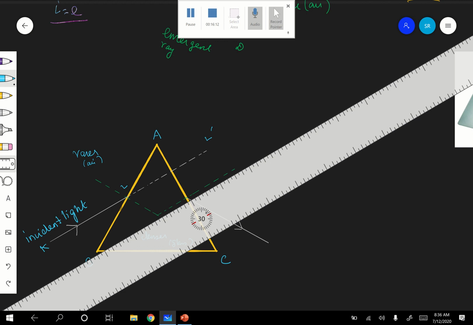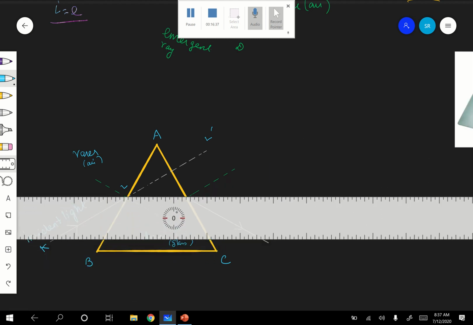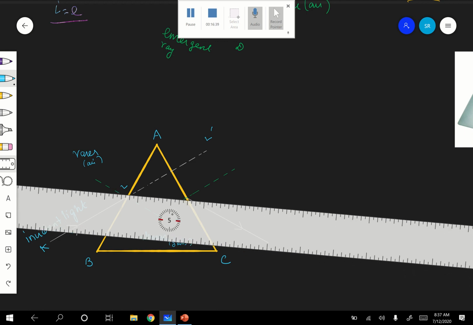L dash is just the extended path. If the light did not suffer any refraction, it would go in the path L dash. But it suffers refraction at the face AB when it falls on it. It is entering from rarer to denser medium, so it bends towards the normal. Instead of taking the L dash path, it slightly bends towards the normal. Therefore, what is the path of the ray? See here, it takes the path like this.